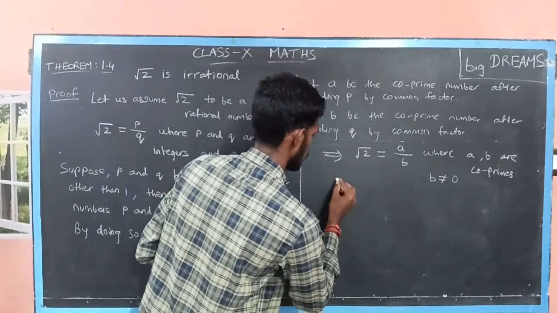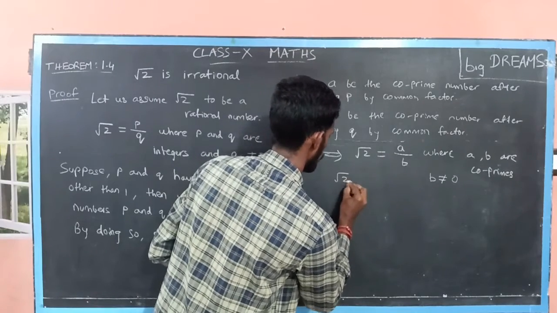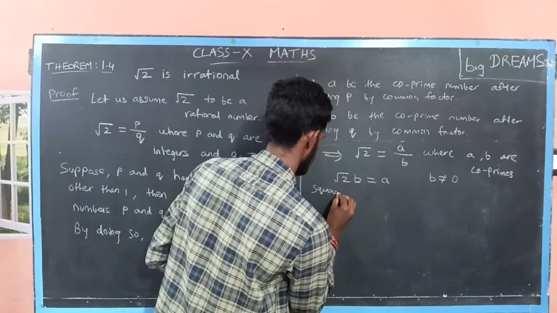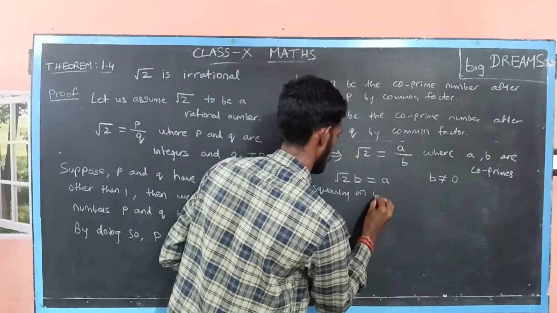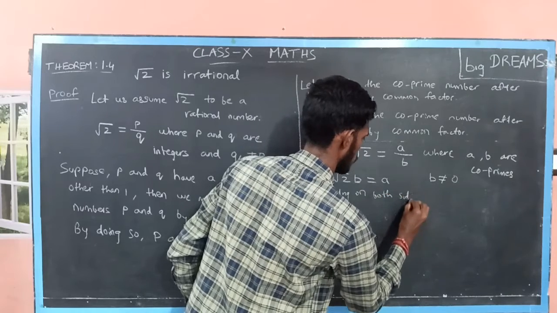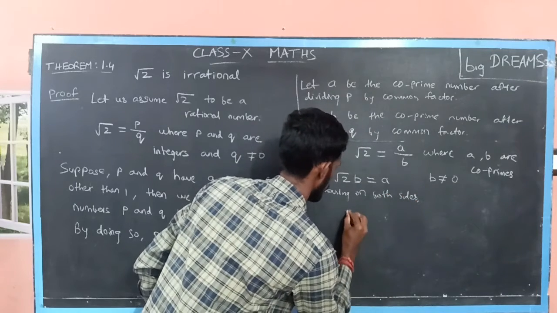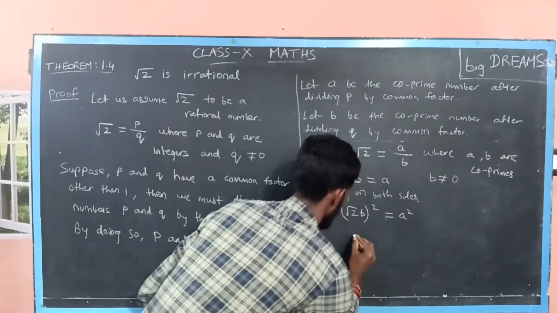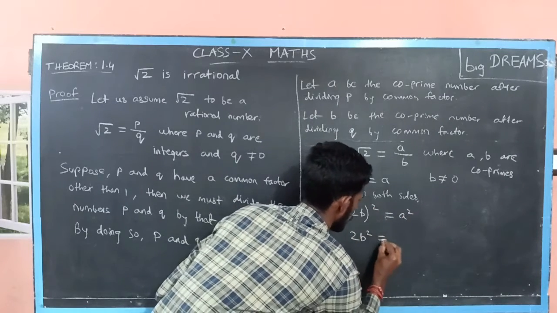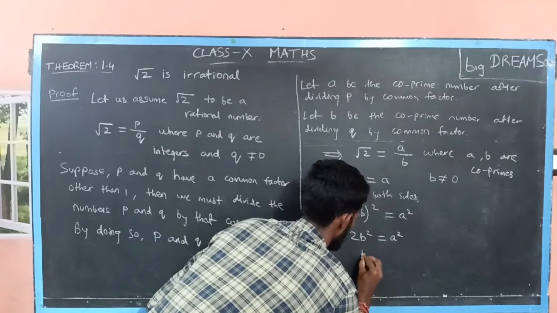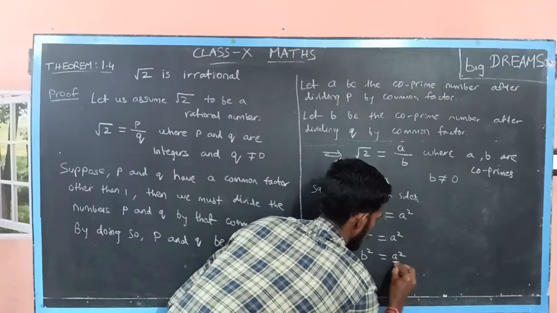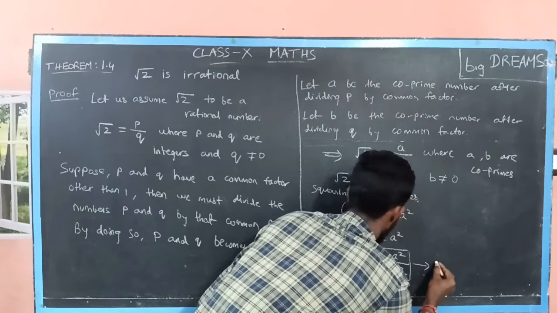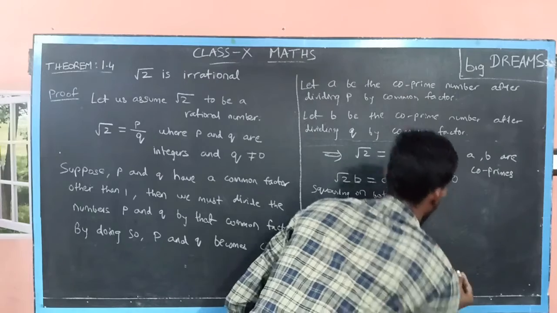Okay, just cross multiply. Root 2 b is equal to a, then squaring on both sides, I will get root 2 b the whole square is equal to a square. So 2b square is equal to a square, b square is equal to a square by 2. So mark it as step number 1.